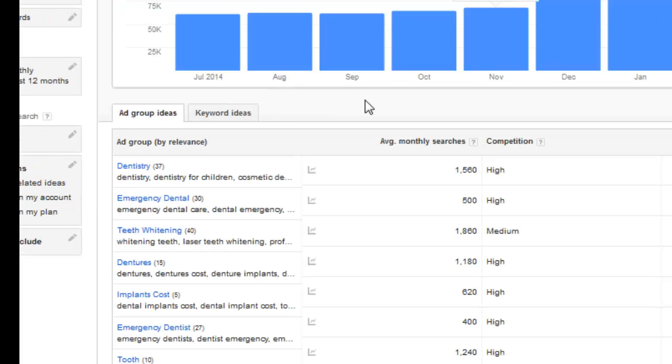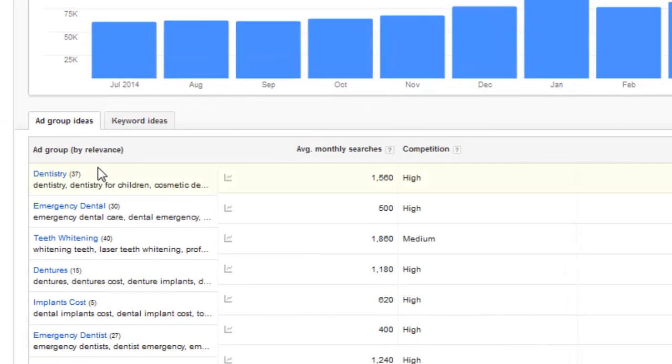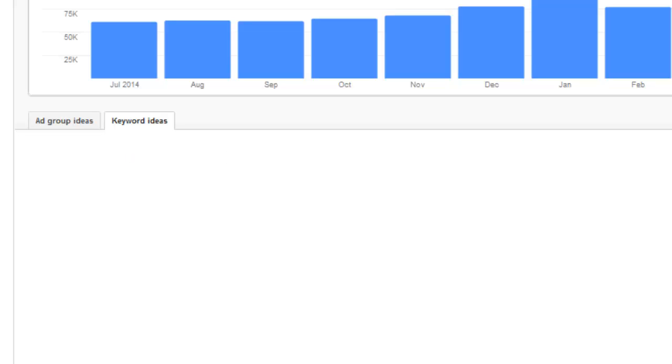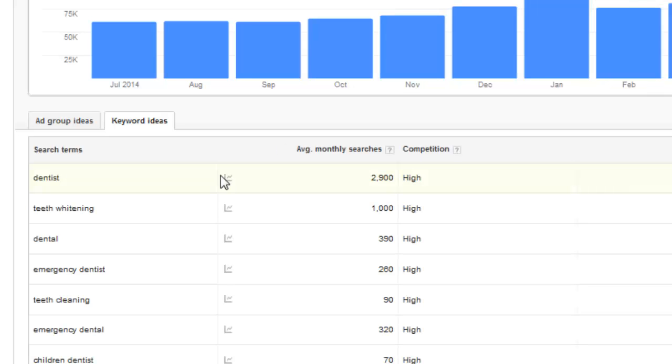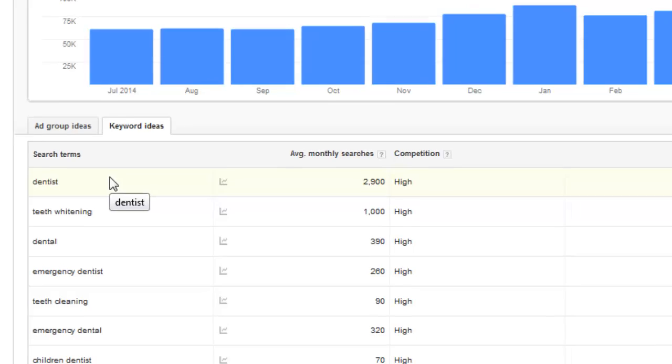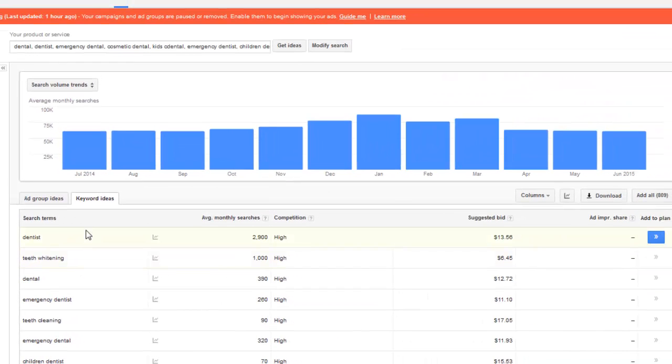Now you're going to have two tabs here. One is going to be the ad group ideas. So we're going to see under dentistry, they have 37 keywords, emergency dental, 30 keywords. And then if we were to go just under keyword ideas, it's just going to be the keyword information that isn't grouped. Now, what's good about the information being grouped is all the keywords Google has already deemed to fit into one particular ad group. So chances are when you go to launch your ad and you have them in those tightly niched ad groups, Google says, oh, all these keywords are very, very similar to each other. Therefore, you can get a higher quality score by having them all together. We'll cover more of that here in a bit.